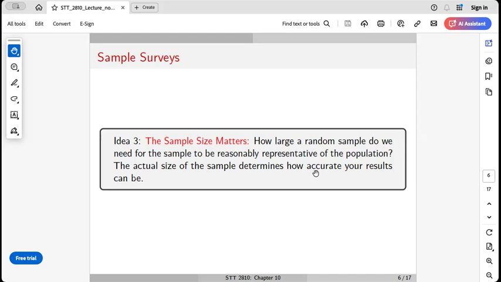Imagine you want to predict the presidential elections, and the US has about 340 million people, and you decide to select maybe 100 people just in Washington. Do you think that whatever you have done is going to give an accurate prediction of the presidential results? No. So it means that sample size is very important.